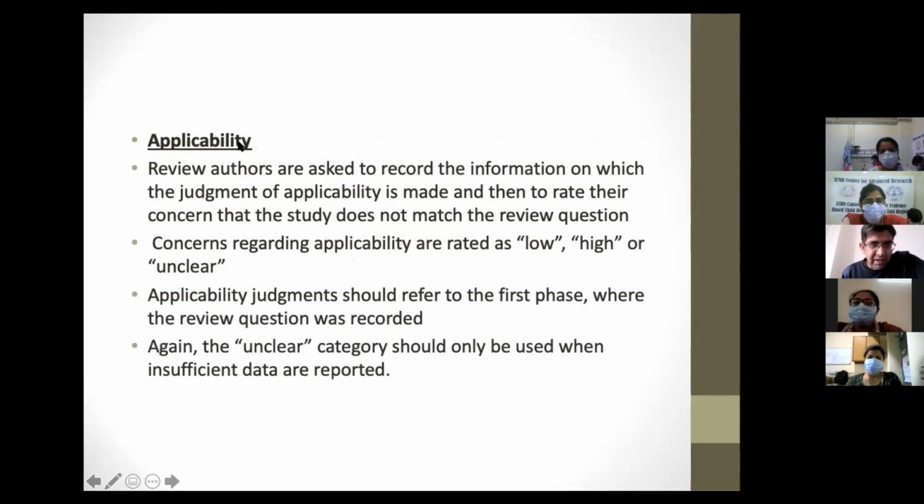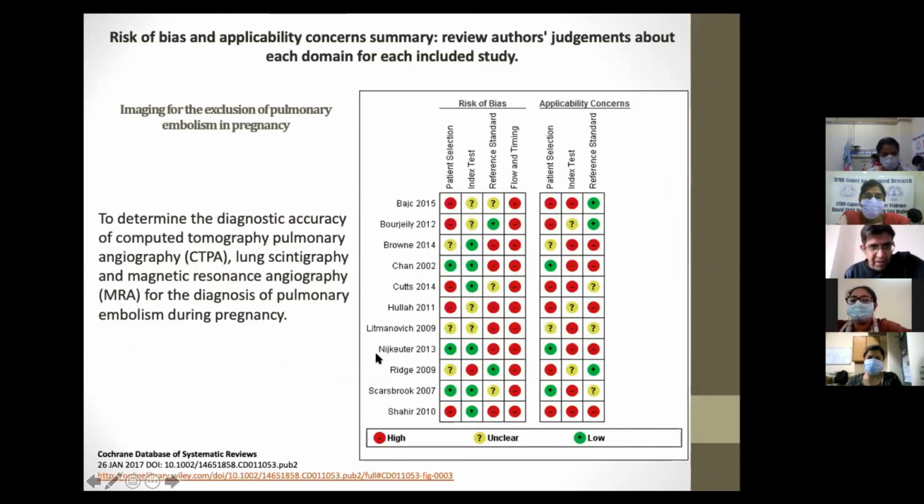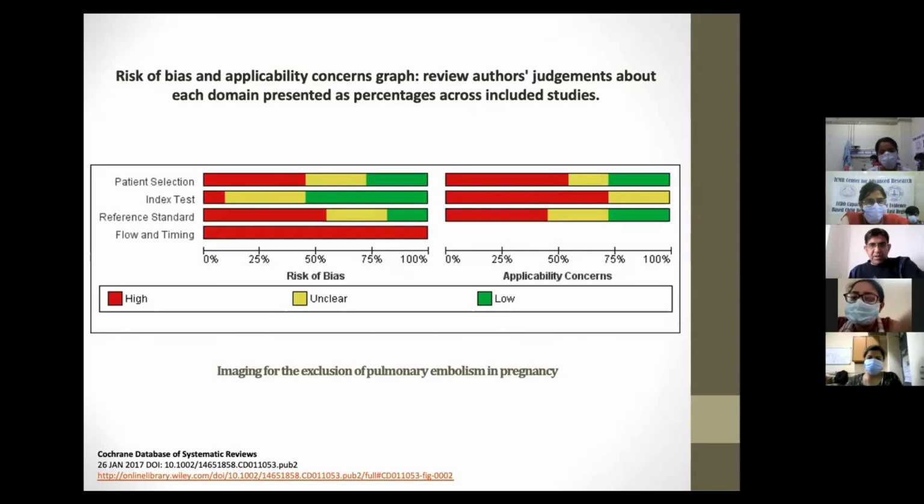Then the other part is the applicability part, and it also has some questions, and based on the bias that we have seen, we rate the applicability for the test as low, high, or unclear. And this is how the results are presented. So you can see the risk of bias for patient selection, index test, reference test, and flow and timing. So there are four domains, and for the applicability concerns, there are three domains. So this is the summary graph.